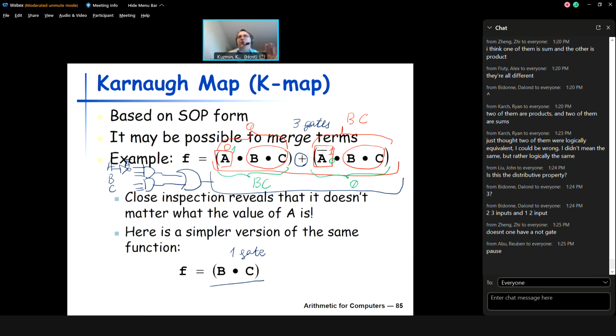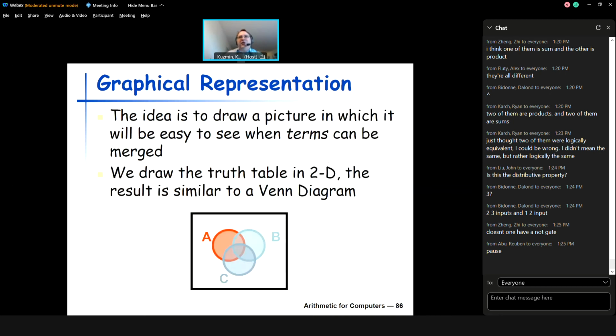If you draw your truth table as a K-map such that A and A star values show that they do not matter, you'll graphically see it on the K-map. Right, so it's similar to the Venn diagram because we will be circling the blocks, the patterns that can be encoded as a Boolean formula using fewer letters, fewer variables than what we started with.